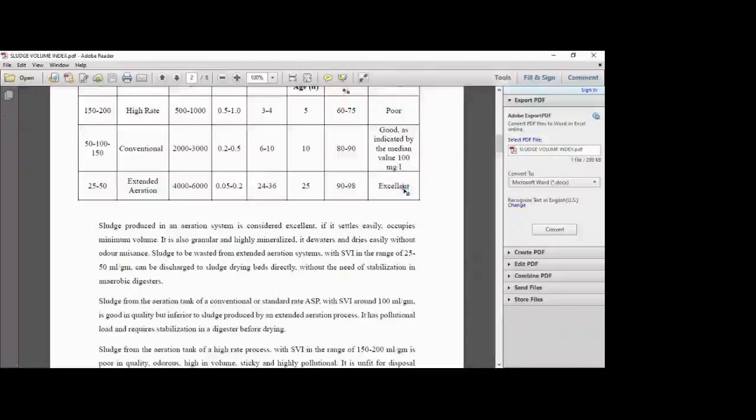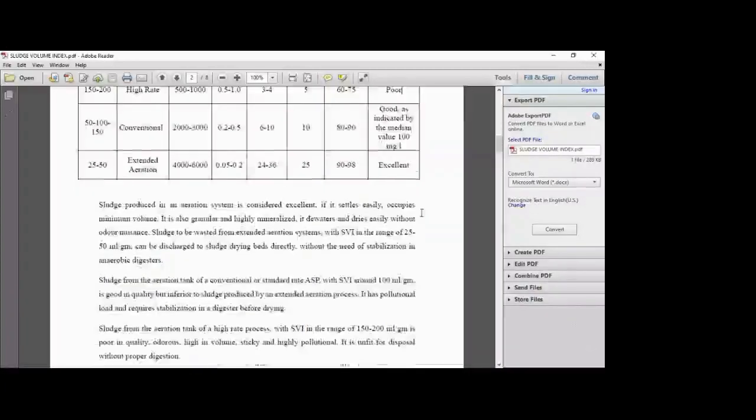So if you are doing good aeration and generating excellent quality sludge, you save the money that is required for the construction of the anaerobic digester, and you will also save the money for the operation and maintenance of the anaerobic digester, right? So it is very, very important. So what are the properties of the excellent quality sludge?